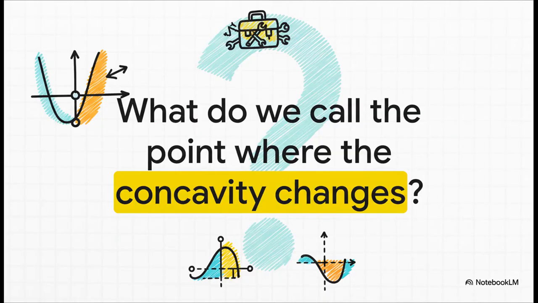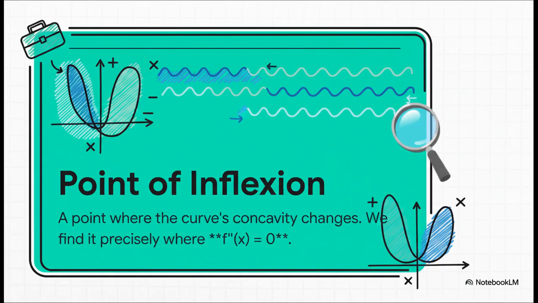Okay, so we've got curves that hold water and curves that spill water. But what about that exact point where it flips from one to the other? What do we call that moment of change? That special spot is called a point of inflection. It's where the curvature switches, and we can find it by figuring out exactly where the second derivative equals zero. It's another one of those crucial landmarks on the map of our function.